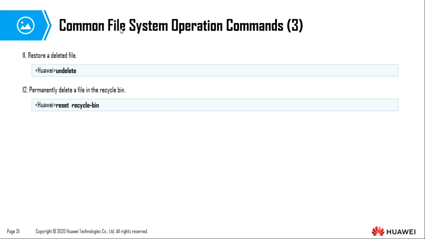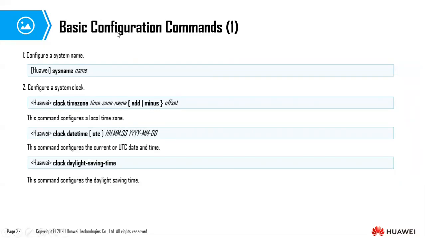Otherwise, if you've deleted a file or a directory, you can restore it from the recycle bin by typing the undelete command, then the name of the file. Undelete, space, backup. So it's going to retrieve that. When we want to empty the recycle bin, we use the command reset recycle-bin. We've already seen the command that is used to change the name of the device.